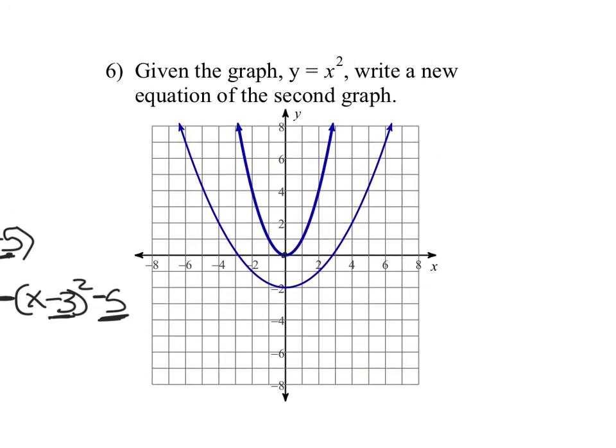This one, it was 0, 0, and it just went down 2, didn't it? It didn't go left or right, but it did get wider. One thing it doesn't tell you is by how much. Let's just say by a factor of 2. All right, so it was compressed by a factor of 2. So it'd be y equals 2x squared, because there's no shift left or right, stays the same, and it went down 2. Okay, so they got wider and went down 2.